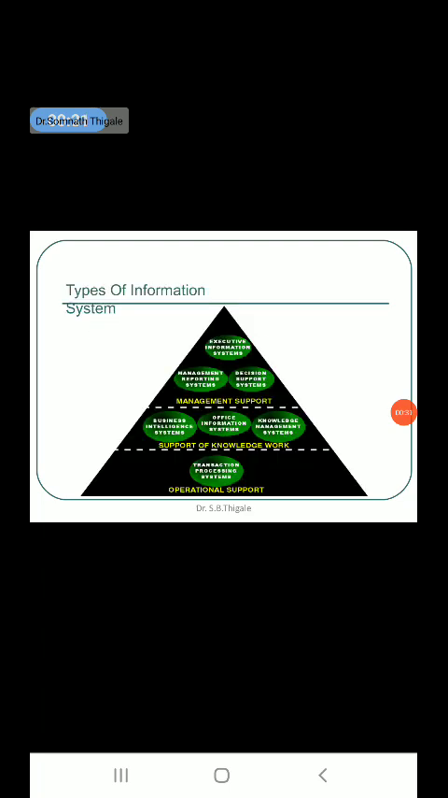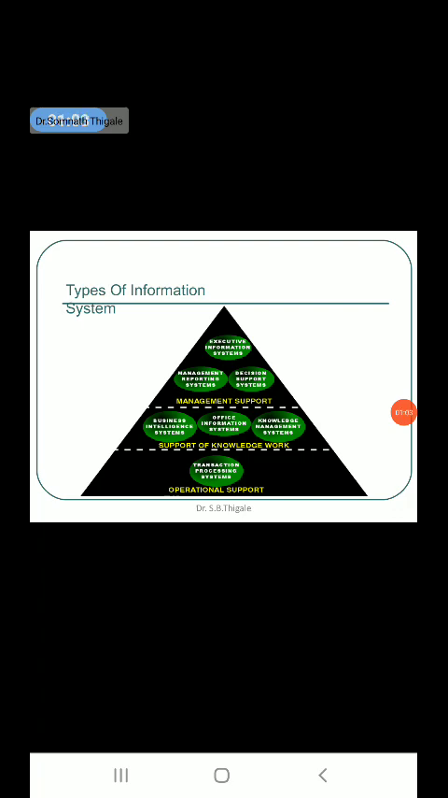Then we discussed the basic idea about types of information systems that can be organized in a hierarchical style. At the top we have management support, in the middle we have knowledge work, and at the last we have operational support. In operational support we have TPS, the transaction processing system. In support of knowledge work we have BIS, the business intelligence system, and OIS, the office information system.